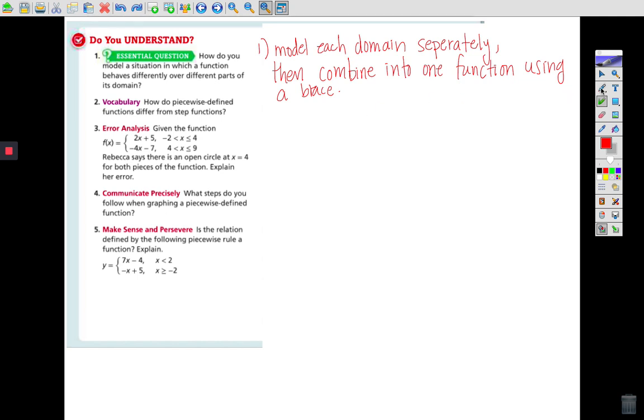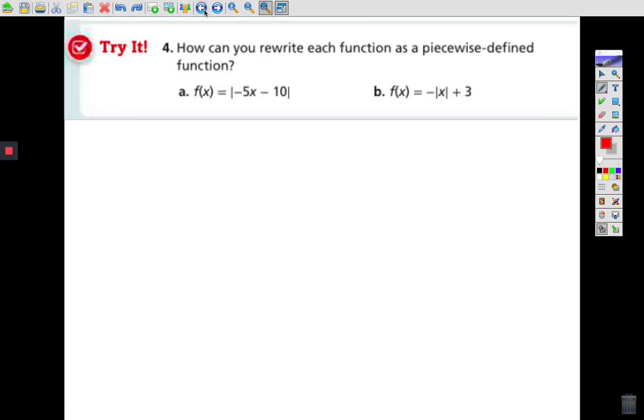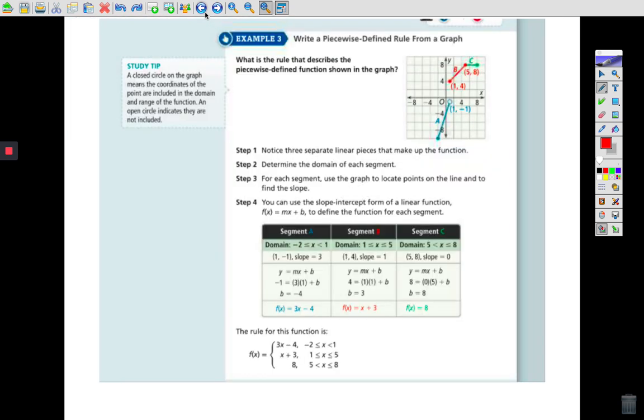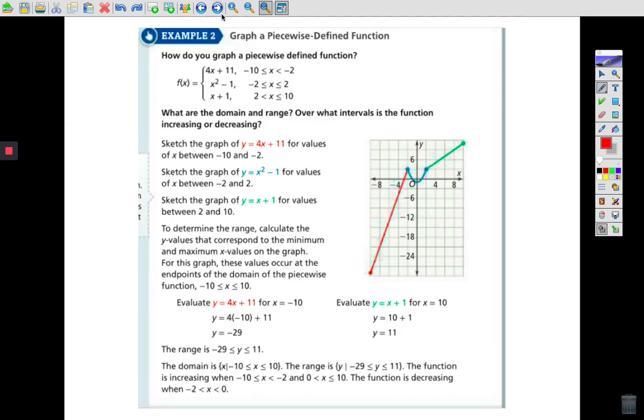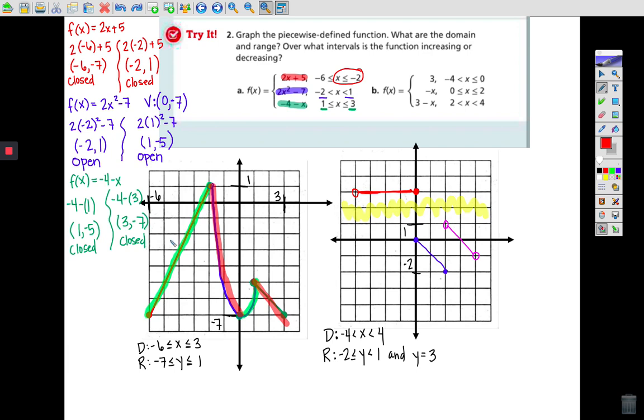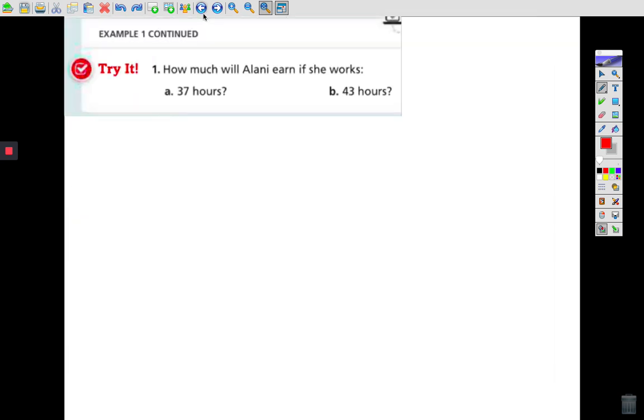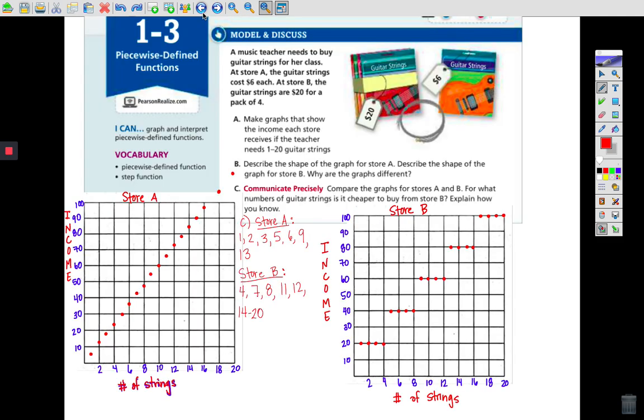All right, number 2 says, how do piecewise defined functions differ from step functions? So if we go back and, looks like I've erased everything. Maybe not. This is one of our piecewise functions, remember? And then we could talk about these guitar strings as being one of those step functions.